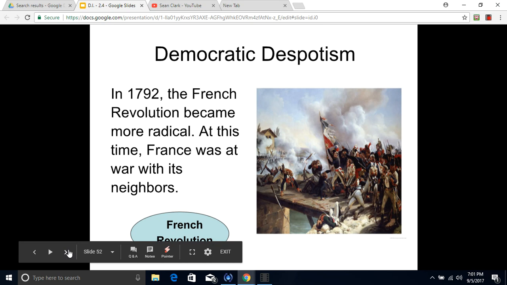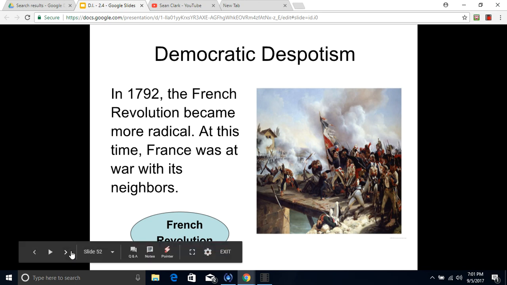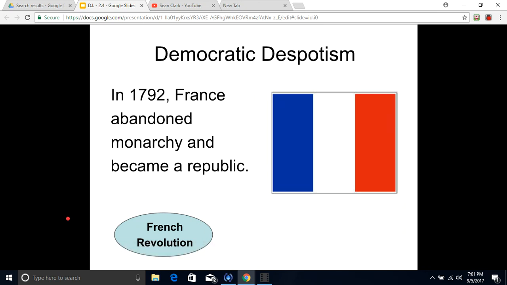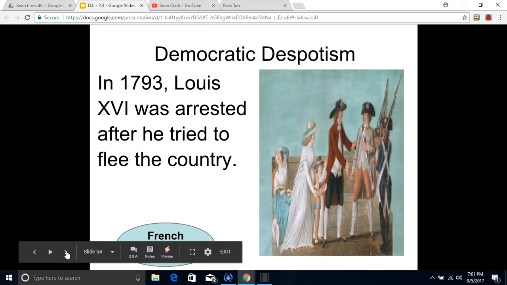New heading, Democratic Despotism. In 1792, the French Revolution became more radical. At this time, France was at war with its neighbors, countries like Spain and Austria, Prussia. In 1792, France abandoned monarchy and became a republic. In other words, powers were stripped away from Louis XVI, and France became a republic, kind of like the United States.